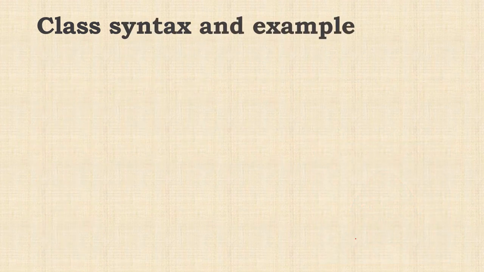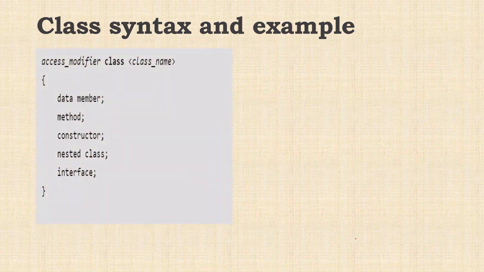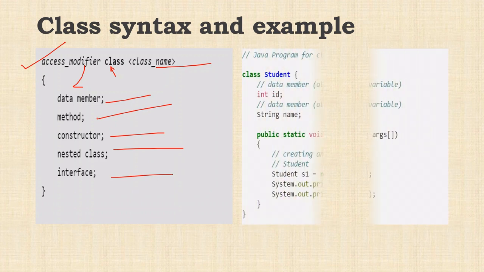Class syntax and example. How can you create a class inside Java? This will be the syntax of a class: access modifier, class keyword, and class name, like public class Dog. The class keyword is what you use to create the class, with an access modifier like public. Inside it you can create data members, methods, constructors, nested classes, and interfaces.